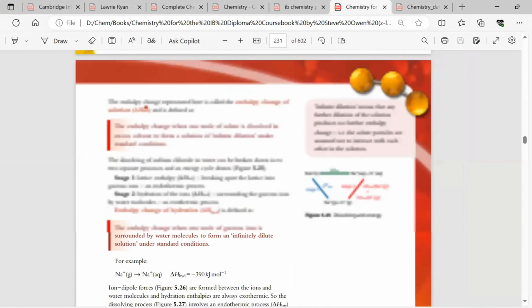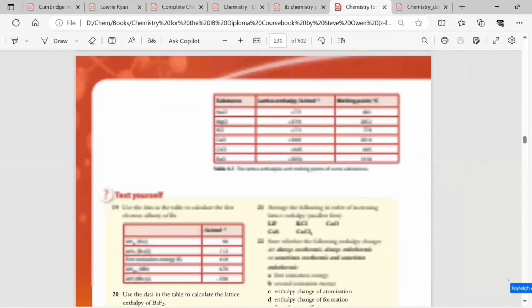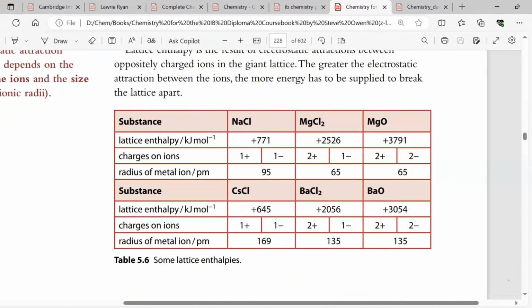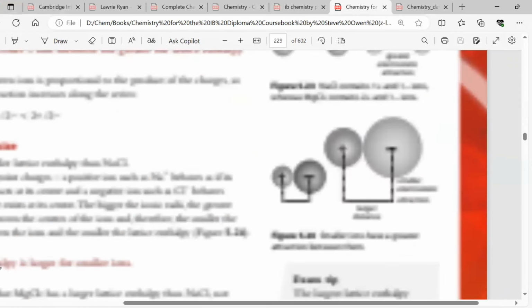I'm coming back to this page again. Lattice enthalpy is very high, a very high endothermic value, because we have an ionic lattice that we are separating: plus 2526, plus 3791. Ultimately, we are trying to get that.